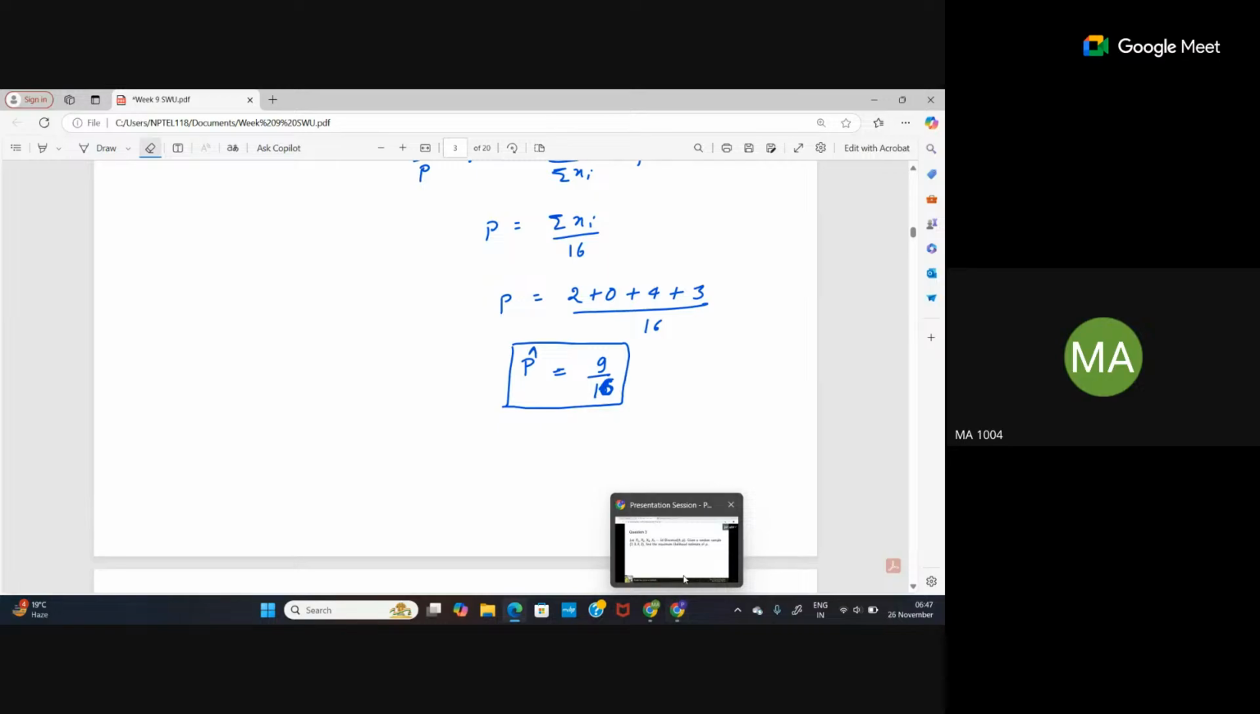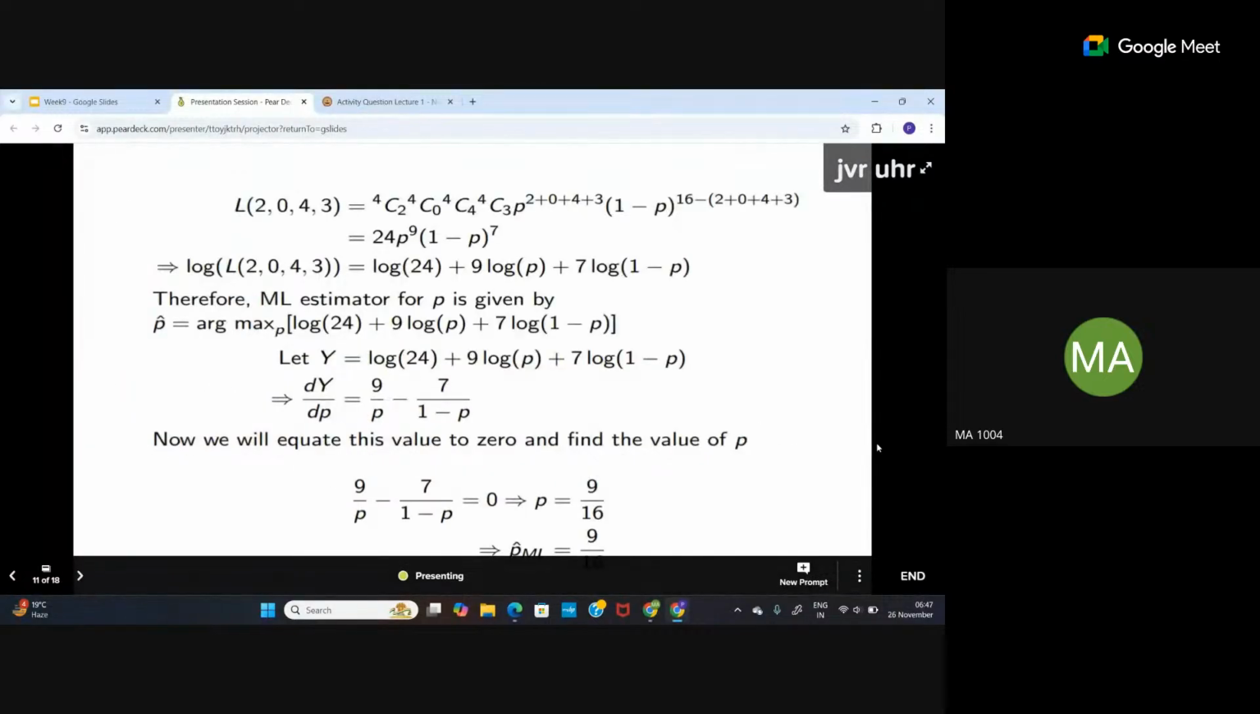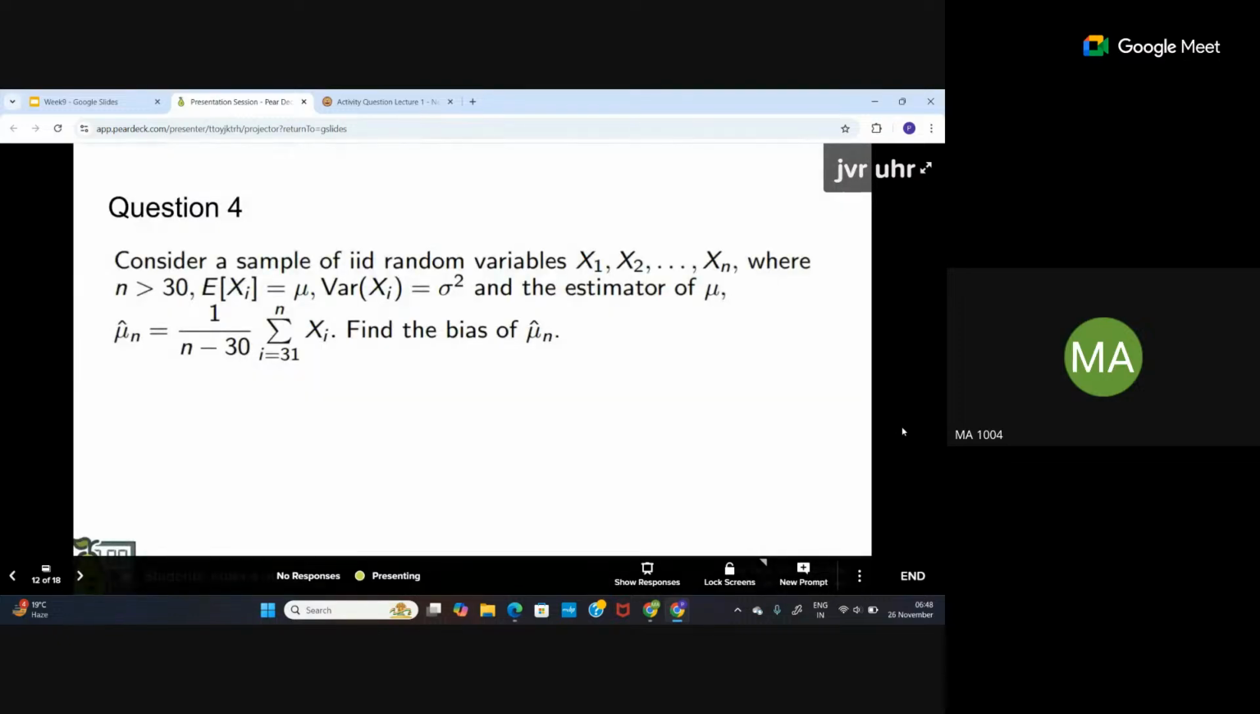Okay, so the next question. The value of p hat is 9 by 16. So question number 4 is: consider a sample of IID random variables x1, x2 up to xn where n is greater than 30. Expectation of xi is mu and variance of xi is sigma square. And the estimator mu hat n is given to you. Then we have to find out the bias of mu hat, the bias of that estimator.